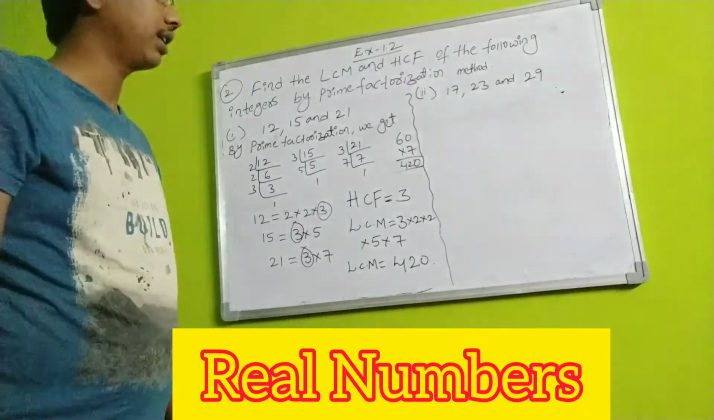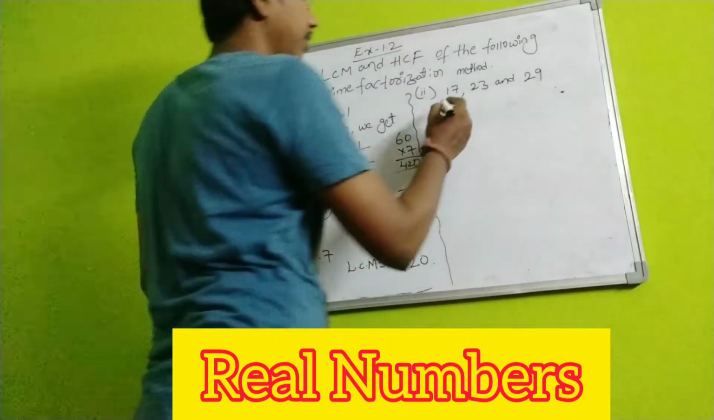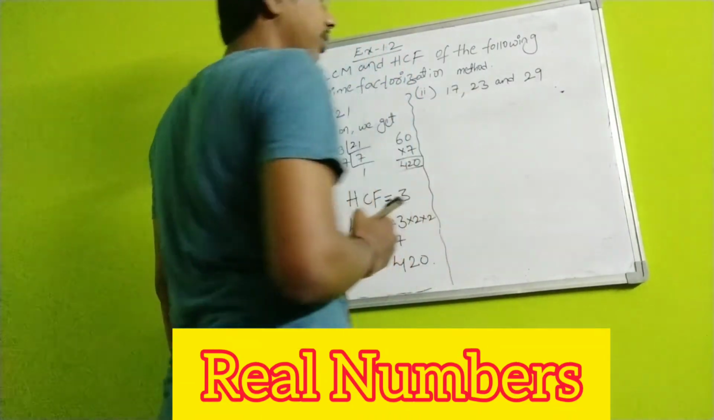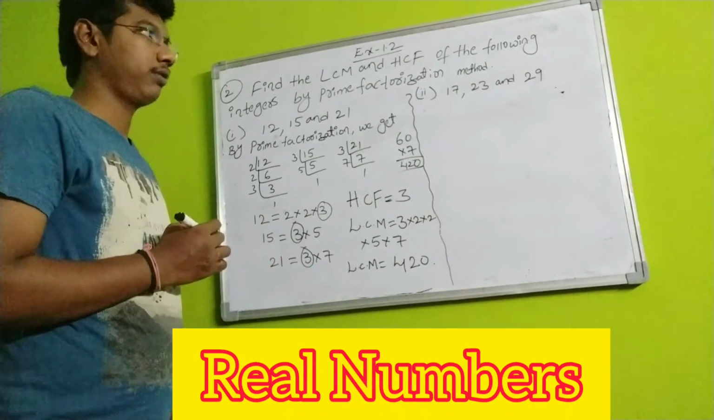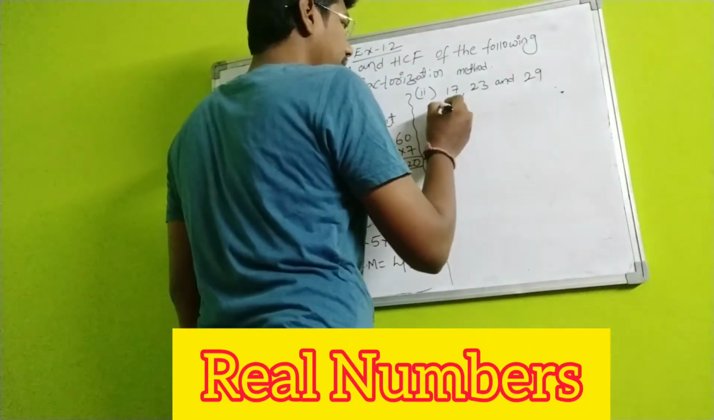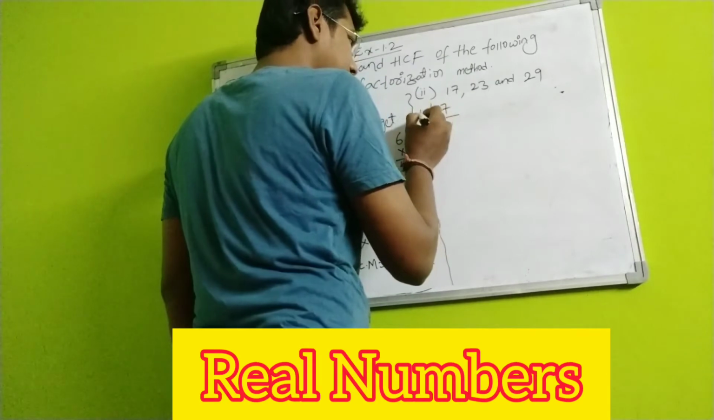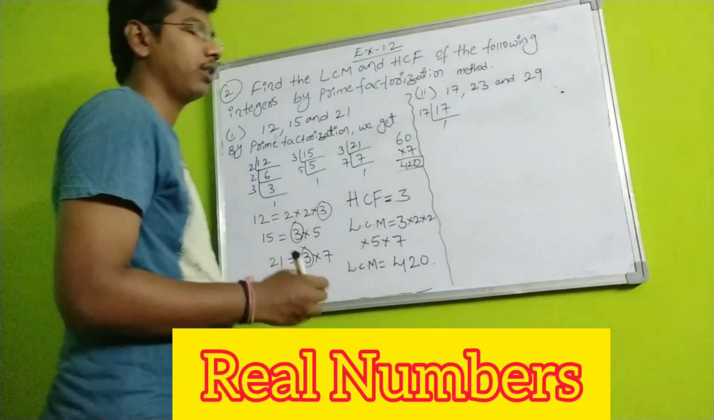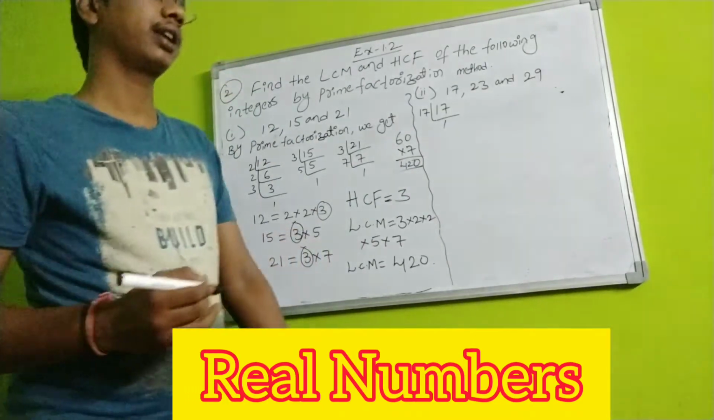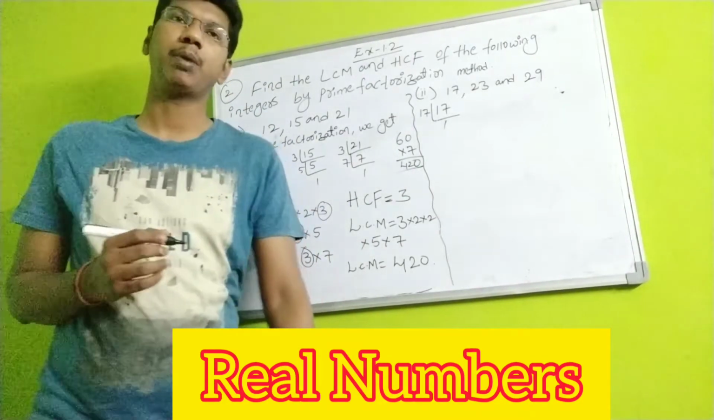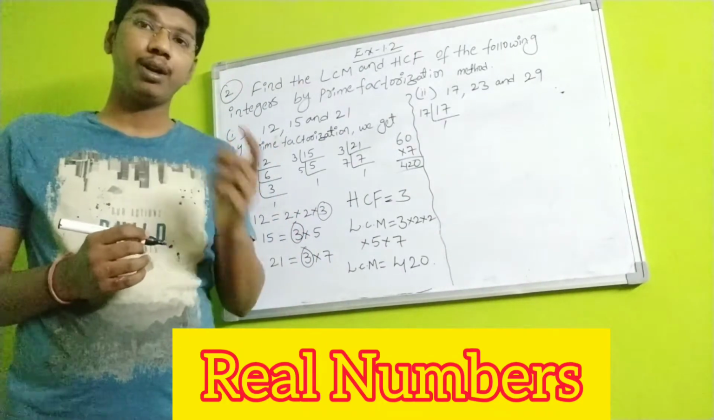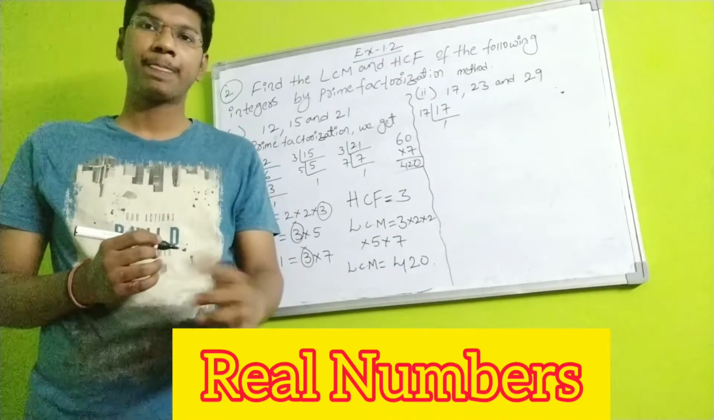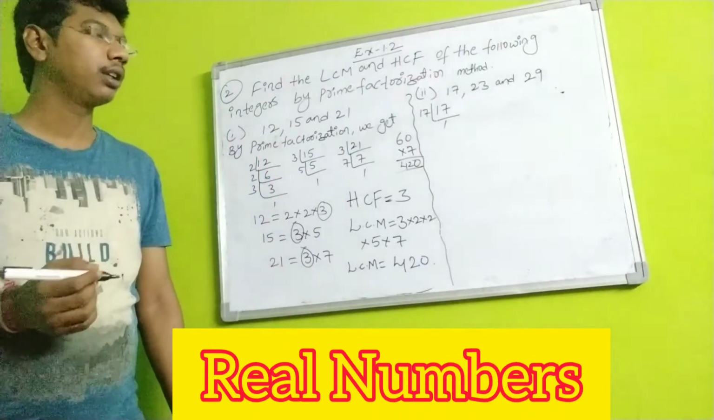Next, problem number 2, that is 17, 23 and 29. First find the prime factors, students. The first integer is 17. 17 is a prime number, students. 17 ones are 17. Okay. Let me recollect the prime number definition, students. A prime number is a number which is divisible only by 1 and itself, students.